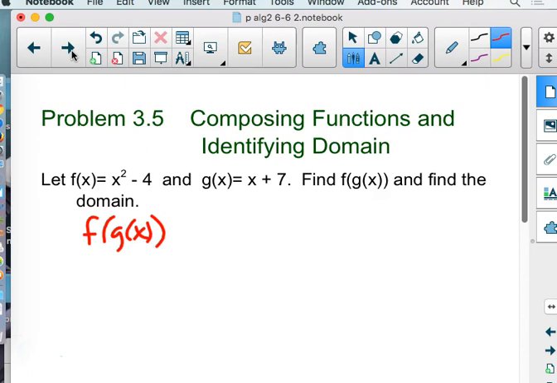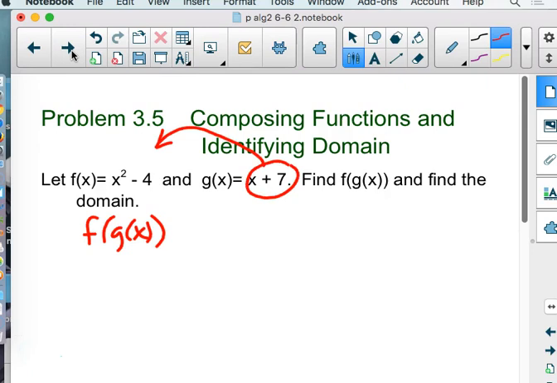Not every time. Sometimes they want to know, if you did compose these two functions, what would your new formula be? So this is saying we're going to take g of x and we're going to put it into f of x. What are we supposed to put? I mean, if we take g of x and we put it into f of x, here's g of x. Where do we put it?